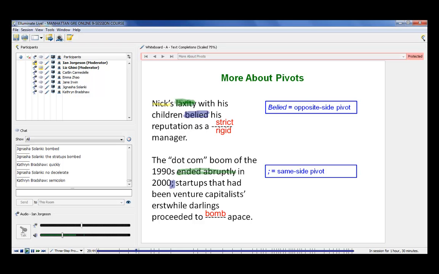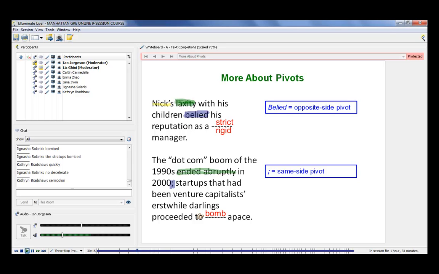When we see this sort of structure, the second sentence is basically matching the first sentence. The first sentence said, first we had a boom, right? And then that boom ended. First, they were the darlings of venture capitalists, and then they had something bad happen. It's going to mirror that same structure of the first sentence. That is going to get mirrored in the second sentence.